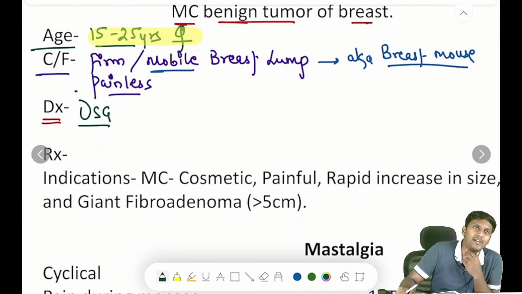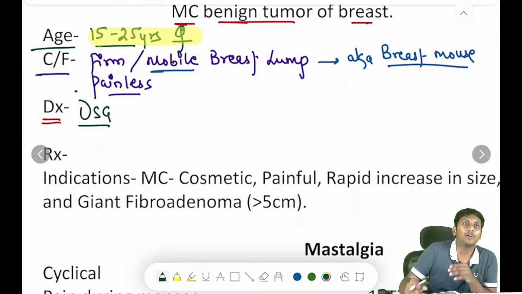If the radiologist writes it's benign, it is BIRADS 2, will I go for any further management? No. So remember, FNAC or true cut biopsy is most of the times not required for diagnosis in a patient of fibroadenoma, because the radiologist himself is saying it is 100% benign.